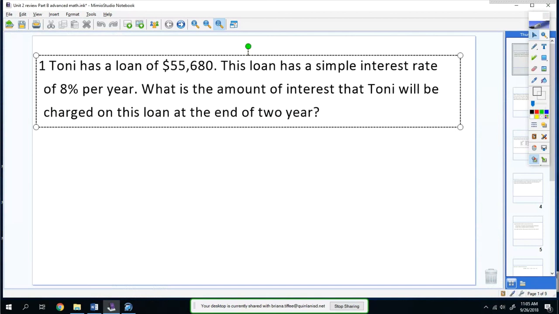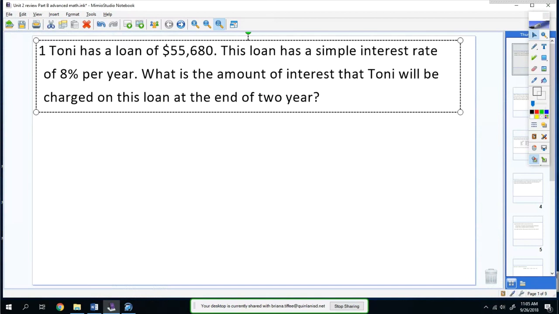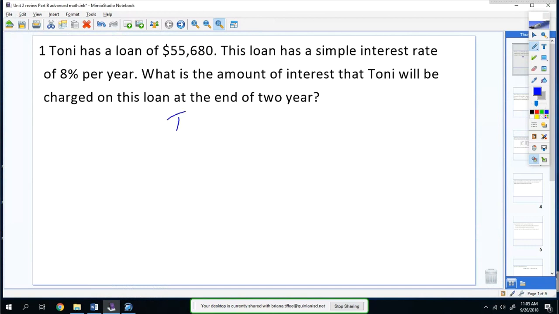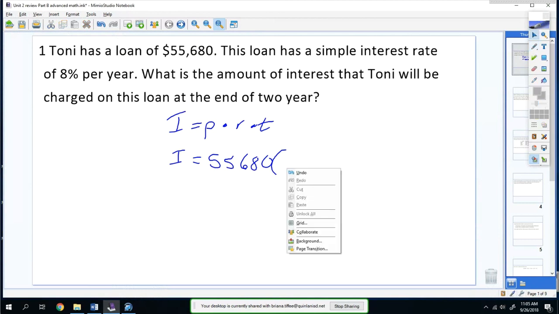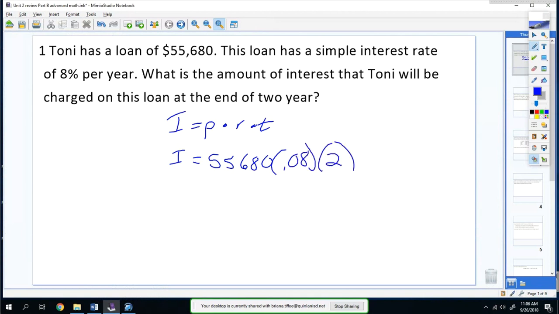So your formula, as we always do, write it down. I is equal to P times R times T. Your P is 55,680. Your R is 8%, so 0.08. And your T is 2 years. So you do 55,680 times 0.08 times 2, and you get 8,908.8.